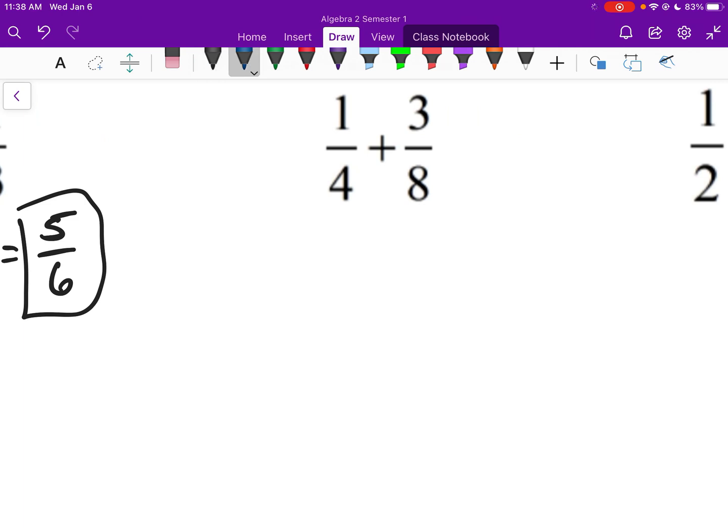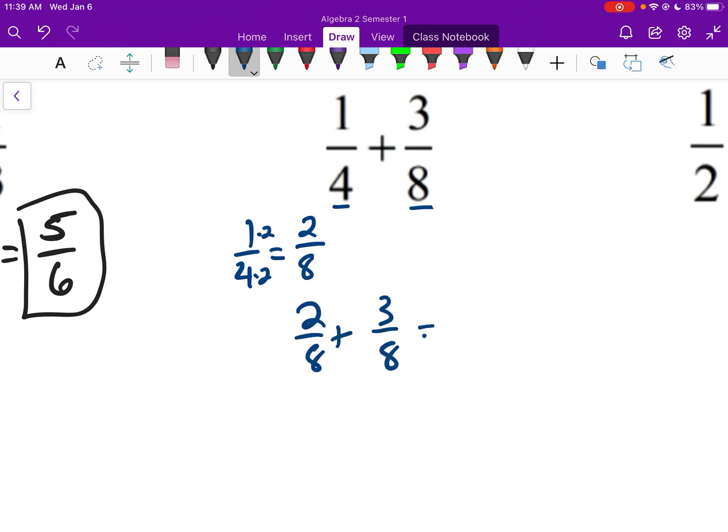Now, you get some cases where you only have to multiply one of the fractions, because our LCD, or least common denominator, of 4 and 8 will be 8. So in this case, I only need to find that common fraction for 1/4. Multiply top and bottom by 2, get 2/8, so then it's 2/8 plus 3/8, which will give us a total of 5/8.